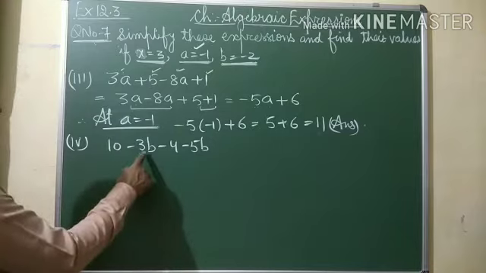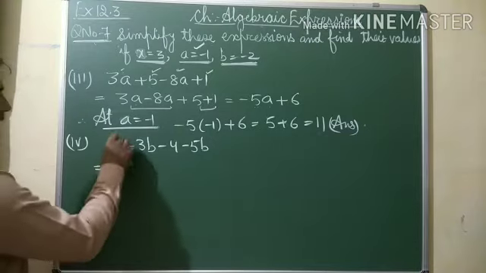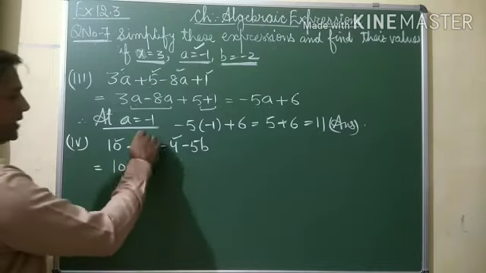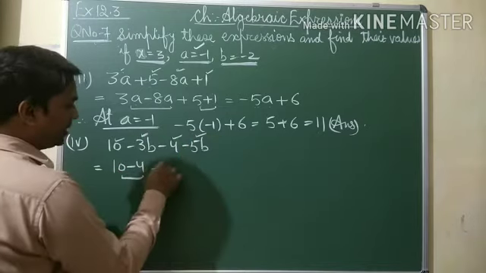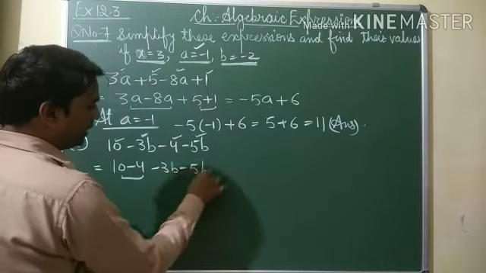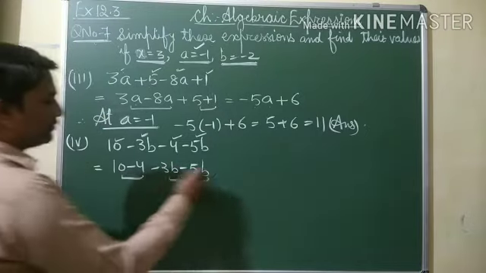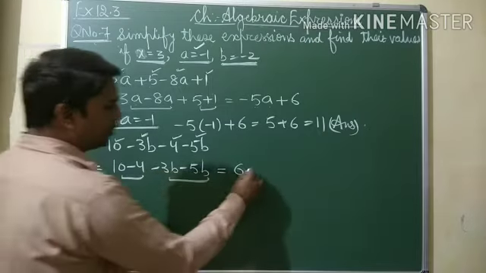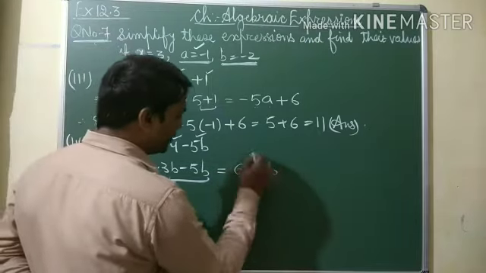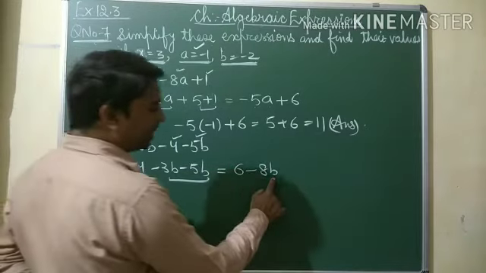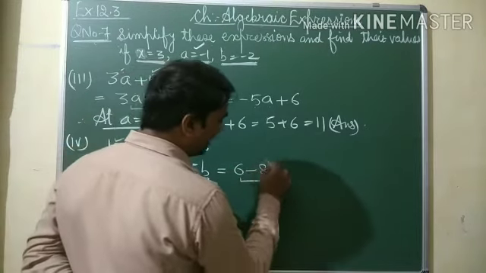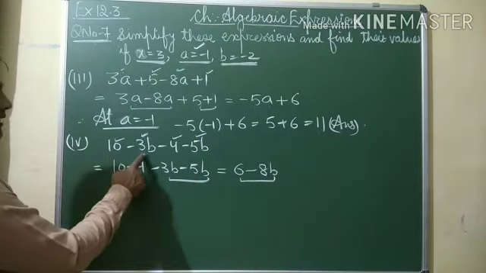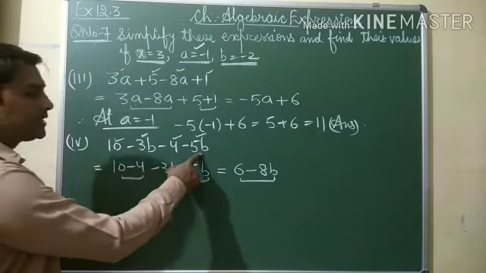Now first of all, combine the like terms, we get 10 minus 4 as the first group of like terms and then minus 3b minus 5b as the second group of like terms. Now 10 minus 4 is equal to 6 and minus 3b minus 5b is equal to minus 8b. Therefore it becomes 6 minus 8b. Therefore 6 minus 8b is the required simplified form of the algebraic expression 10 minus 3b minus 4 minus 5b.